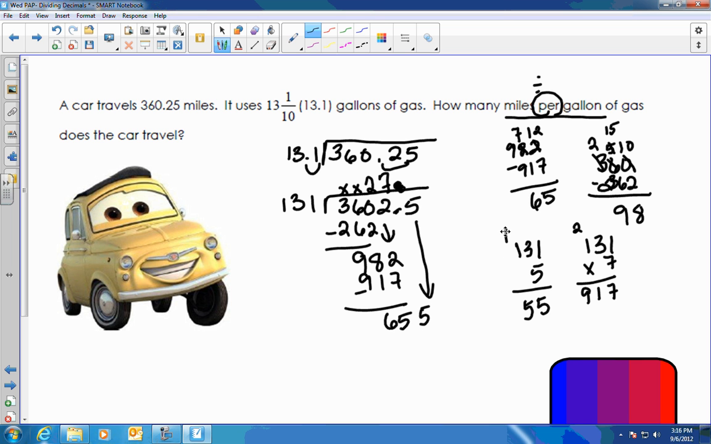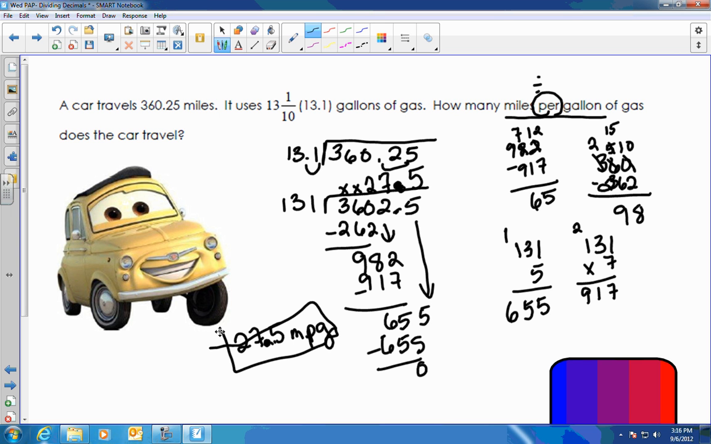I'm going to carry it. 1 times 5 is 5 plus 1 is 6. Oh, look, I'm doing good. So 655, nothing left over, 0.5. So our answer is 27.5. Oops, make sure you can see the decimal, miles per gallon. Oops, pardon my crazy line there.